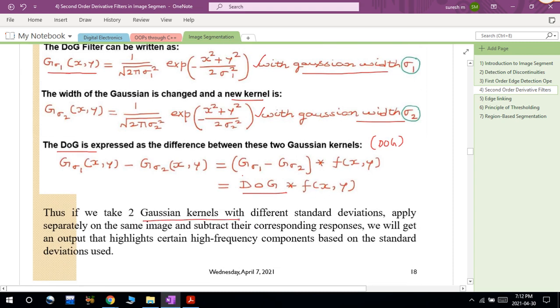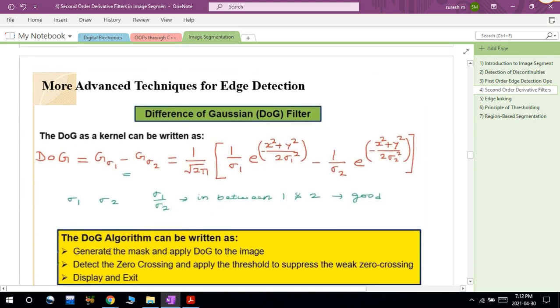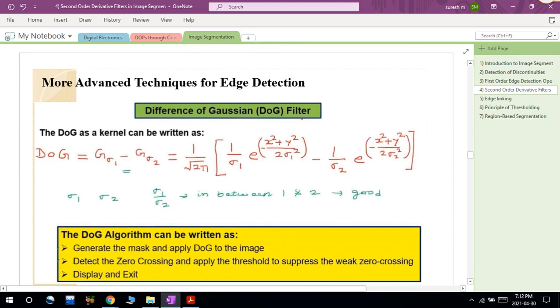Here I am taking two Gaussian kernels with different standard deviations. In case of the Laplacian of Gaussian, I take only one Gaussian kernel, but here I am taking two Gaussian kernels with different standard deviations. Apply them separately on the same image and subtract the corresponding responses. We will get an output that highlights certain high frequency components based on the standard deviations used. So here standard deviations play a vital role. That's why I find this differentiation of Gaussian filter.